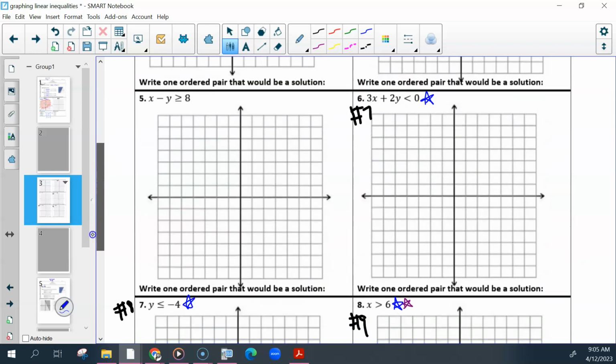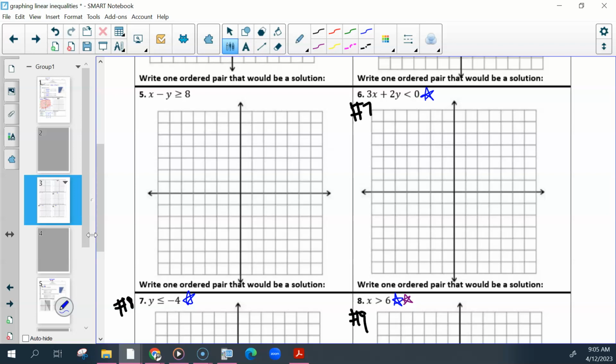Let's do 5. So before anything, this is not in slope-intercept form, so we have to get it there. How do we get that back in slope-intercept form? How do we solve it? Then we divide each side by the coefficient. And we get y equals x. Not equals. And it is greater than or equal to.